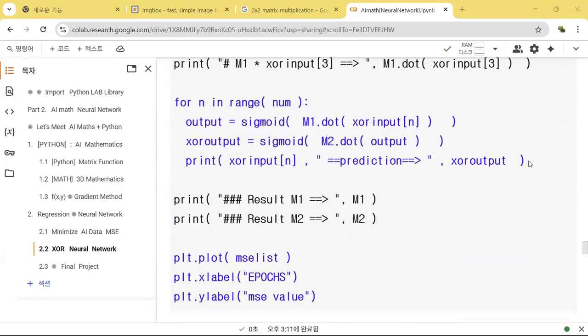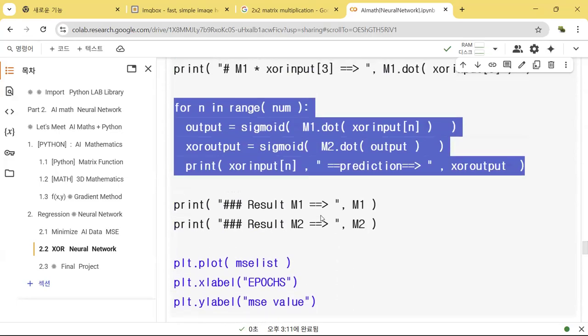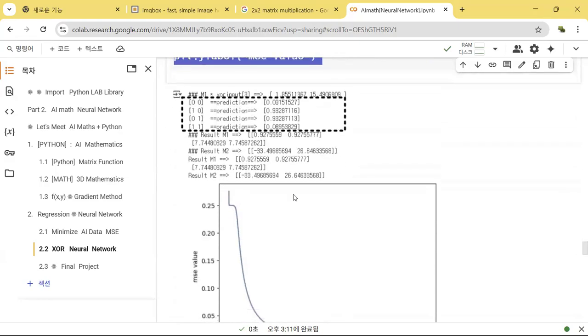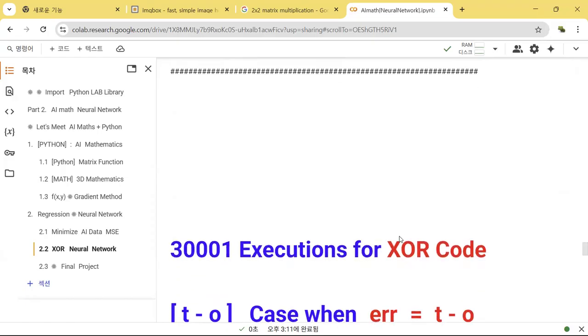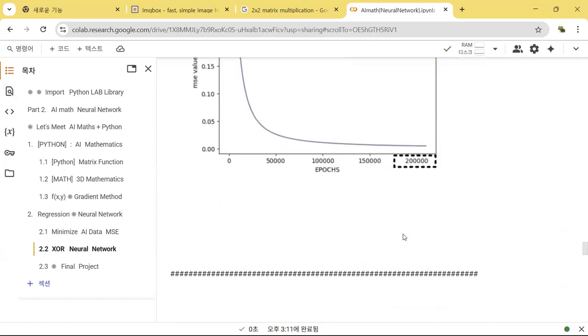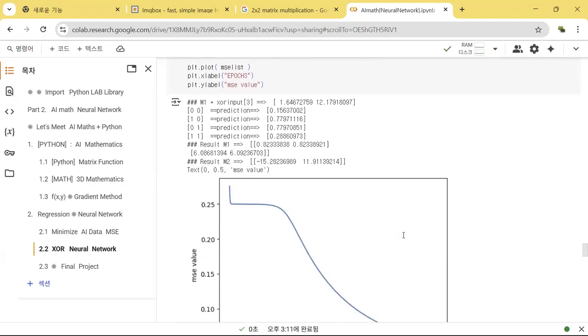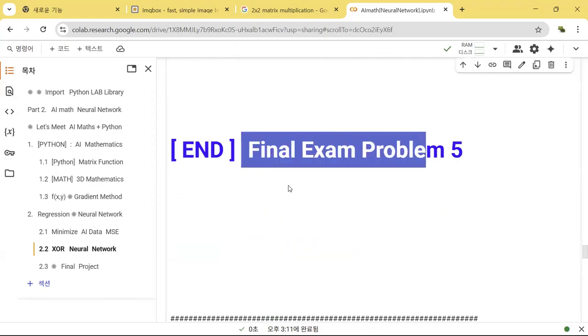The first one is like this one. This blue code makes this kind of black, the correspondence surrounded by black dots. And then this blue code just shows the shape of the mean squared error curve as epoch increases. So that is the final problem for our final examination. Okay. So anyway, the final examination problem for the end.